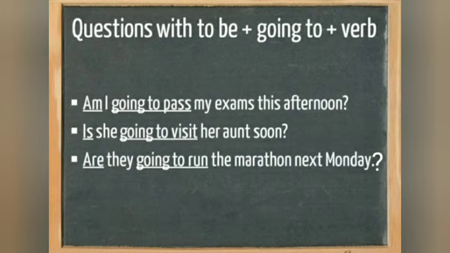have been used. Let's see the formation of questions with the structure to be plus going to plus base form of the verb. In this case, we have simply to remember to use the helping verb according to the tense at first, followed by the structure and the object, and of course the question mark at the end. For examples, am I going to pass my exams this afternoon? Is she going to visit her aunt soon? Are they going to run the marathon next Monday?